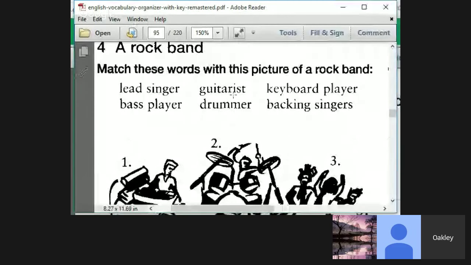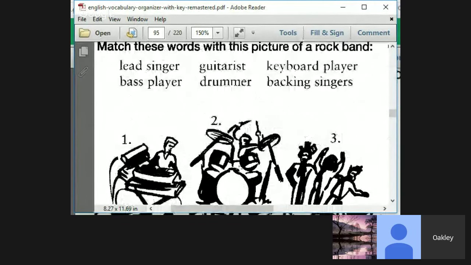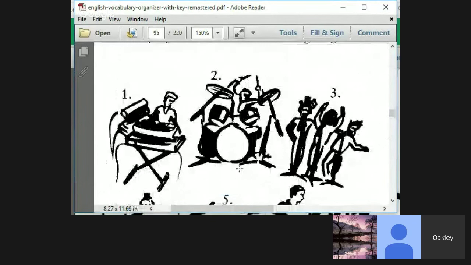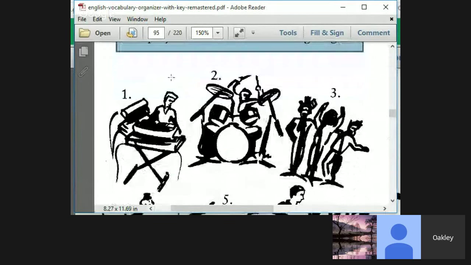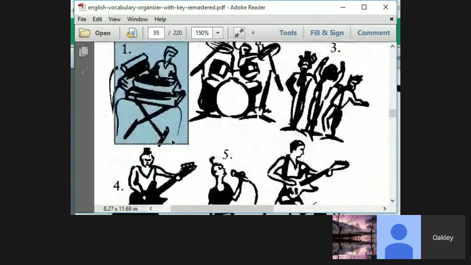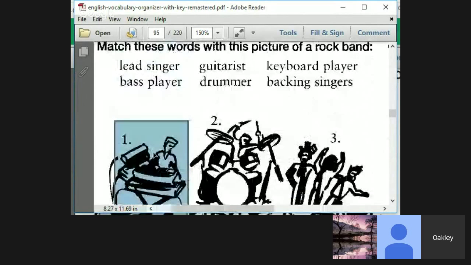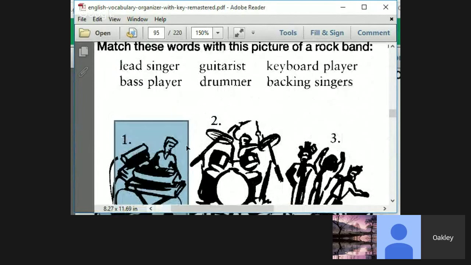let's just speak about rock bands. All right, a little mix and match. Who are these people? Okay. Lead singer, bass player, guitarist, backing singers. You're badly drawn pictures here, Sam. Who's this guy? The first one? What is he doing? Looks like he's barbecuing.